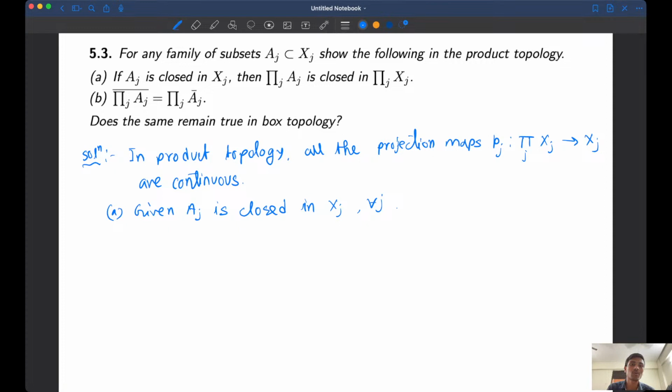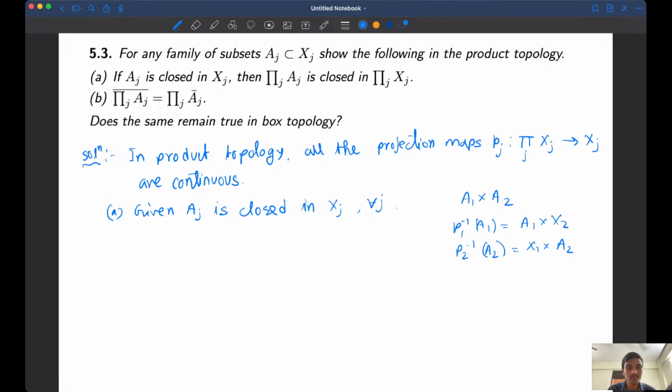Now if you want the product of aj, can you get it as the intersection of this pj inverse of aj? Just think about two cases. Suppose you want a1 cross a2, and p1 inverse of a1 is a1 cross x2, right? And p2 inverse of a2 is x1 cross a2. So what is a1 cross a2? Their intersection. Yes, exactly. So it is their intersection.